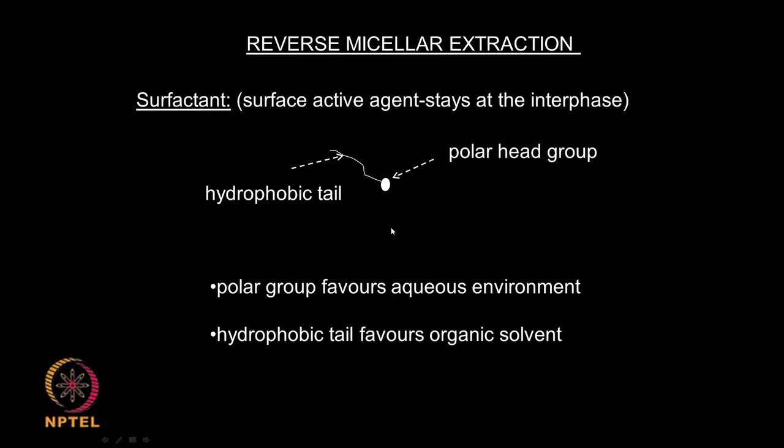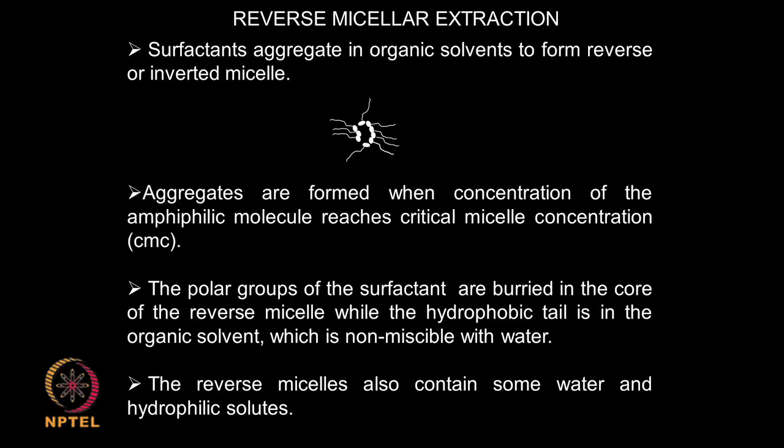There are a large number of surfactants. There are neutral surfactants, anionic surfactants, and cationic surfactants. Surfactants have become part of our life. Even your washing up liquid, your dishwasher, your soap, everything contains this type of surface active agent. They can interface between an oil layer and a water layer. Surfactants are used in reverse micellar extraction. So how does it work?